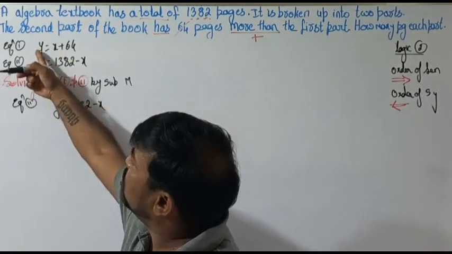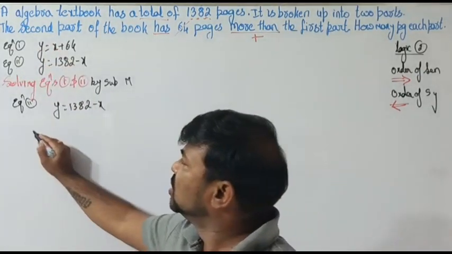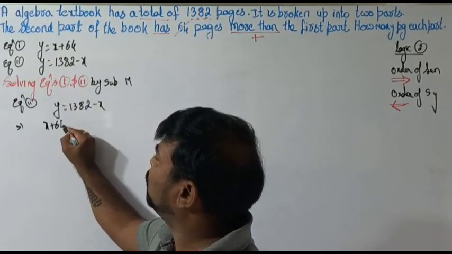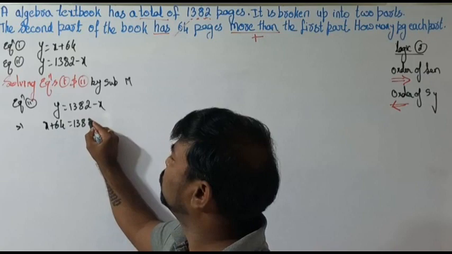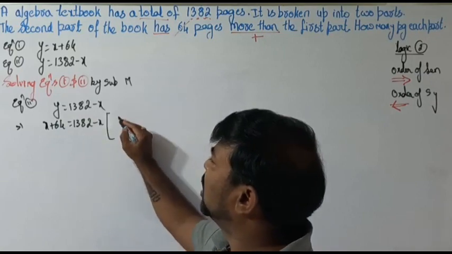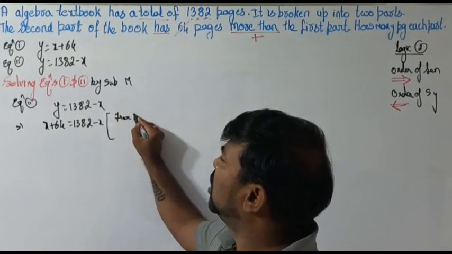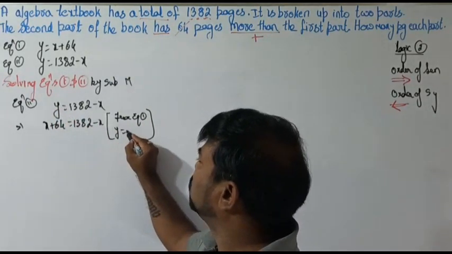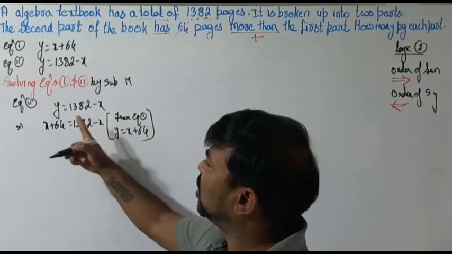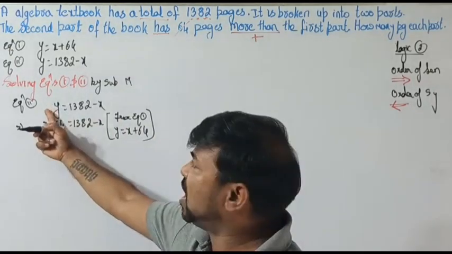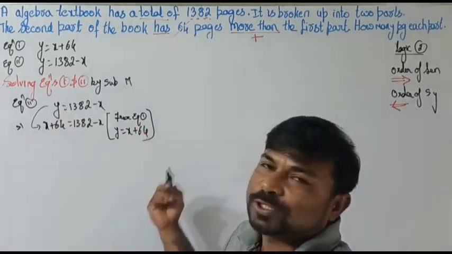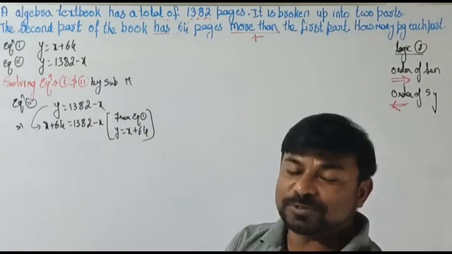Now what's the value of y according to equation 1? In the place of y, x plus 64 is equal to 1382 minus x. How did you get that? From equation 1, y is equal to x plus 64. In the place of y, I am placing x plus 64. This is what I am substituting. This is nothing but the substitution method.